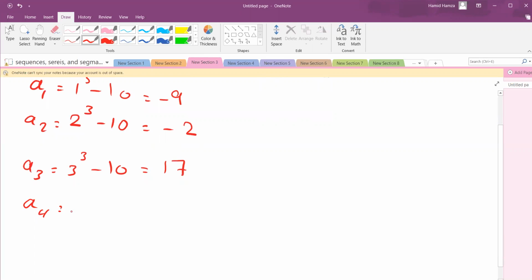a4 will be 4^3 minus 10, which equals 64 minus 10. So the answer will be 54. So these are the first four terms of the sequence.